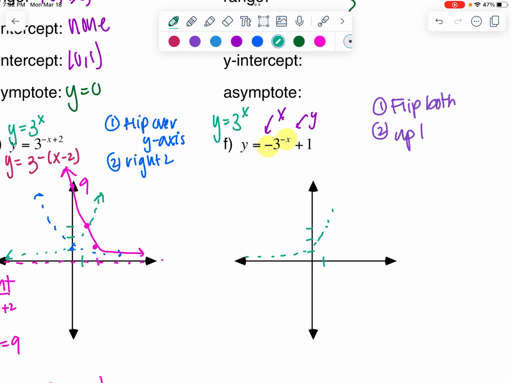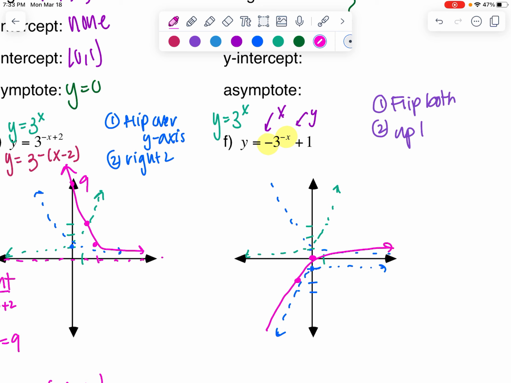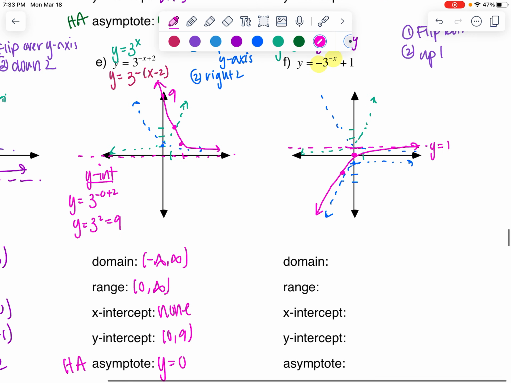And this is what it looks like. Flipping over both, I'm going to flip over the y-axis first. So that's like this guy. Okay, and I'm going to flip it over the x-axis. And that looks like this guy. And then you can move everything up 1. So then it actually looks like this guy, where you have the horizontal asymptote now at y is equal to 1. Horizontal asymptote, we have y is equal to 1.